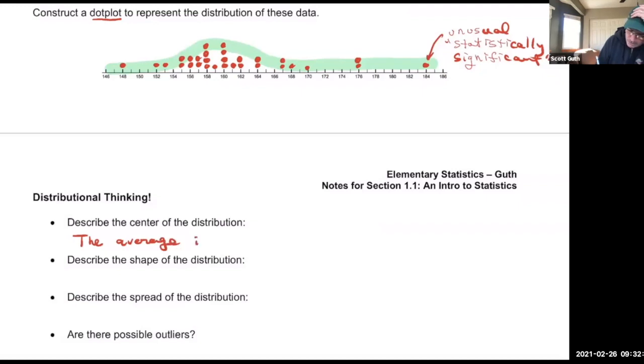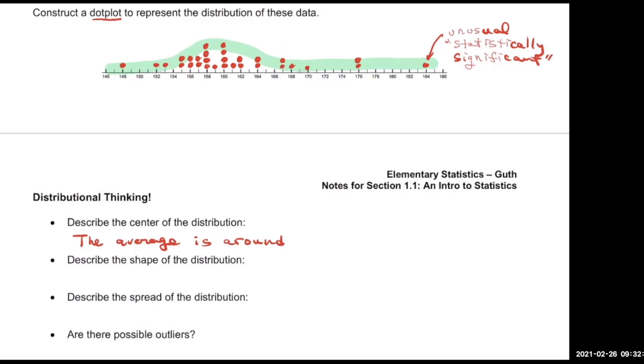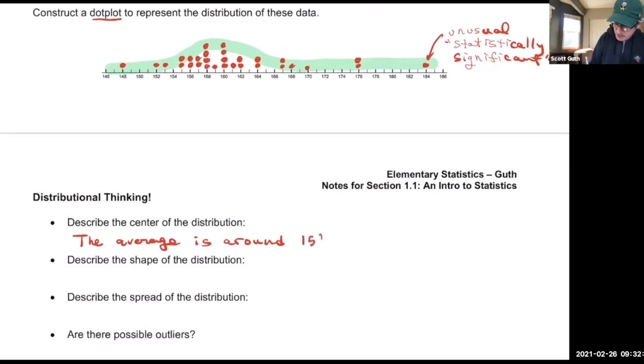is around, what do you guys think? And there's lots of different ways of computing an average. What do you guys want to say for the average height? Maybe 159, since it's between 158 and 160. So let's say 159 centimeters. And again, it's just a guess. So we know what the typical height is, the average height.